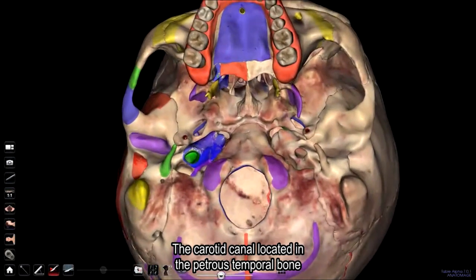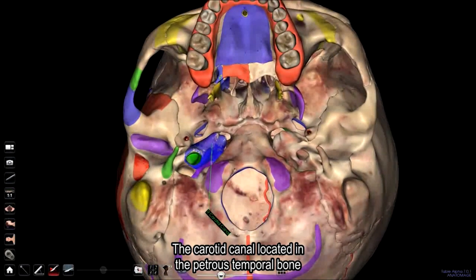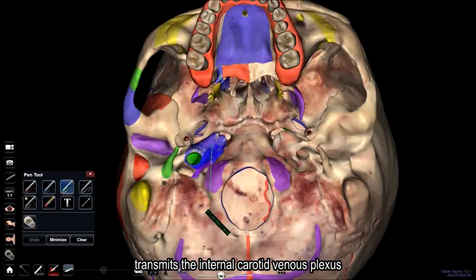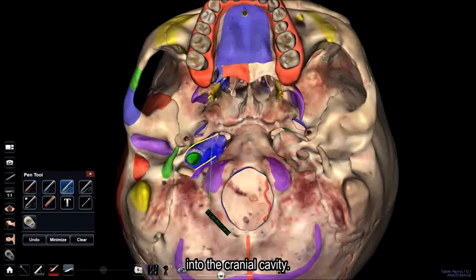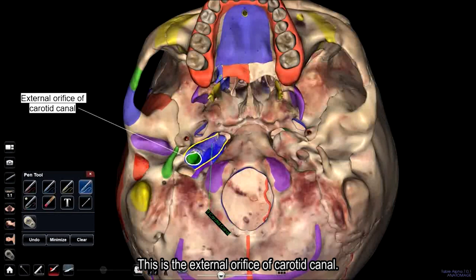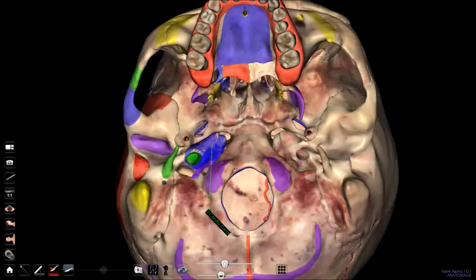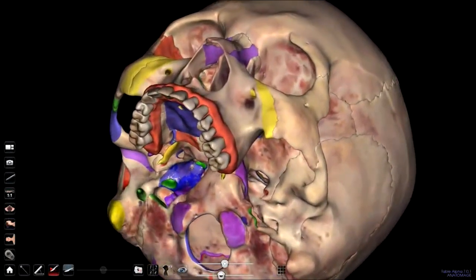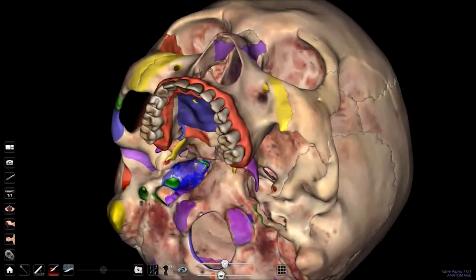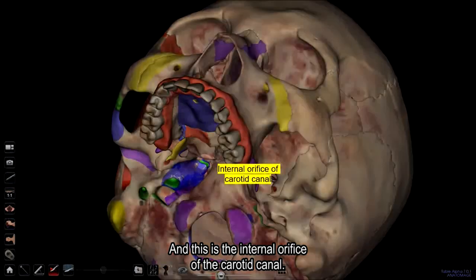The carotid canal, located in the petrous temporal bone, transmits the internal carotid artery, venous plexus and sympathetic nerve plexus from the neck into the cranial cavity. This is the external orifice of the carotid canal. And this is the internal orifice of the carotid canal.